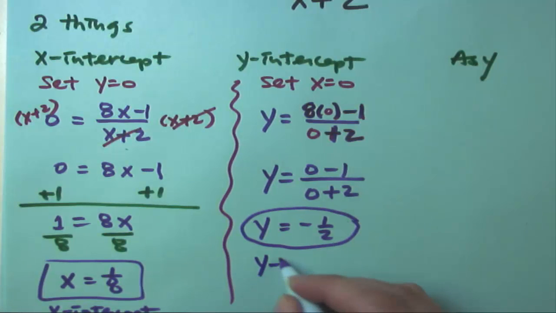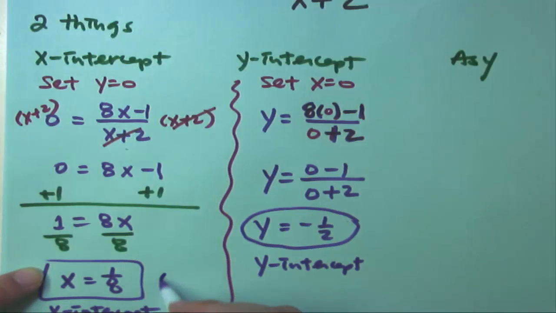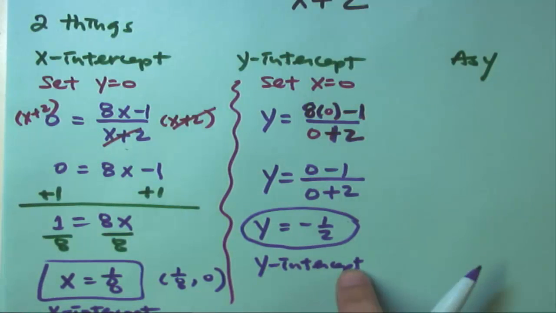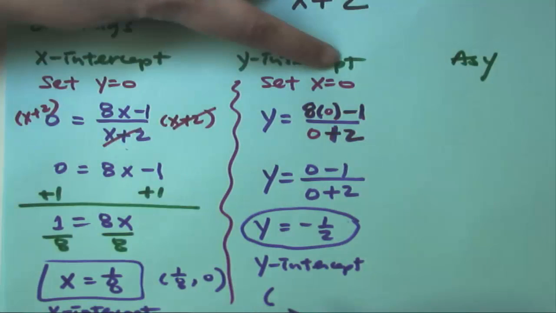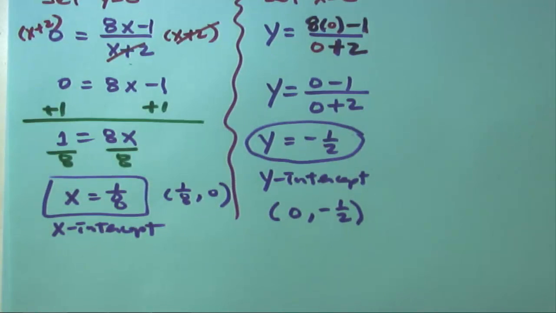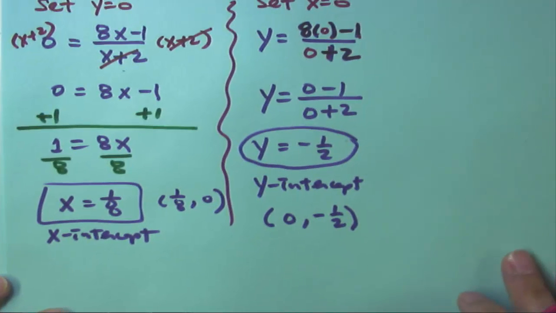That's your y-intercept part. And if you want to write these as points, for the x-intercept, it's going to be (1/8, 0) because you plug in y equal to 0, right? And for the y-intercept, you plug in x equal to 0, so it'll be (0, negative 1/2). So those two would be your x and y-intercepts. And the next part, we are going to find asymptotes.